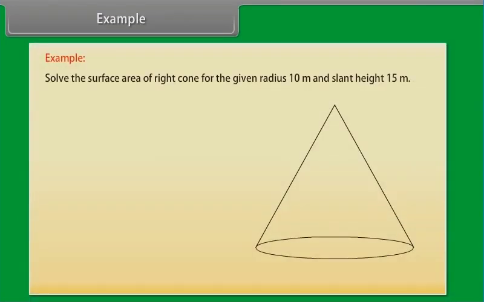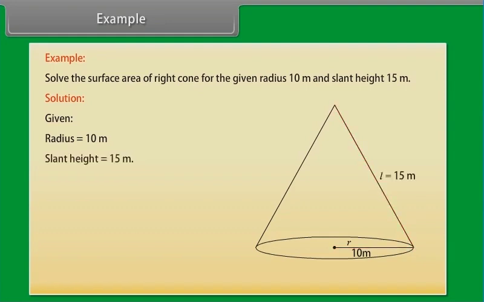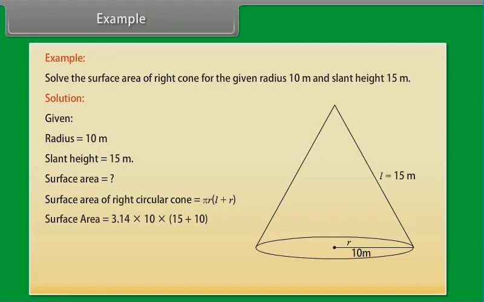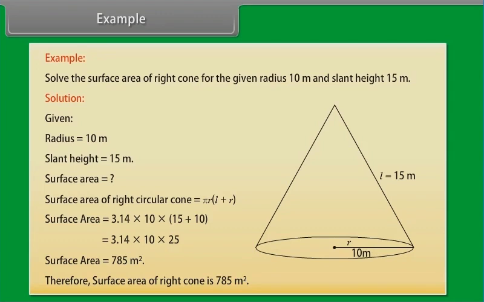Example: solve the surface area of a right circular cone for the given radius 10 meter and slant height 15 meter. Solution: radius and slant height, which are 10 and 15 meter respectively, have been given. We have to find the surface area. We know that surface area of a right circular cone is equal to pi r into L plus r. Therefore, by substituting the values, we get surface area equal to 3.14 into 10 into 15 plus 10. By solving this, we get surface area as 785 square meter. Therefore, surface area of the right cone is 785 square meter.